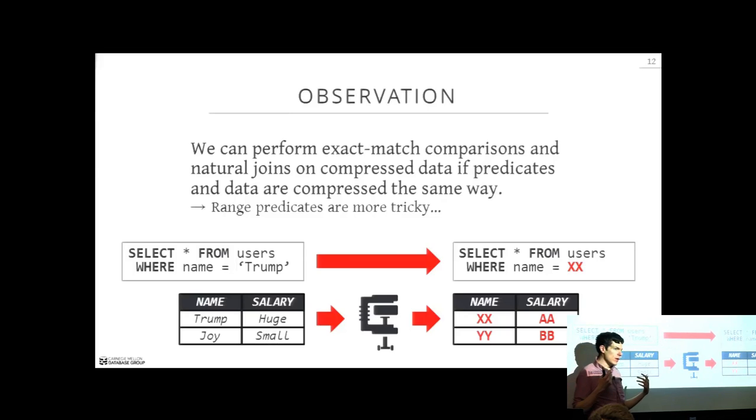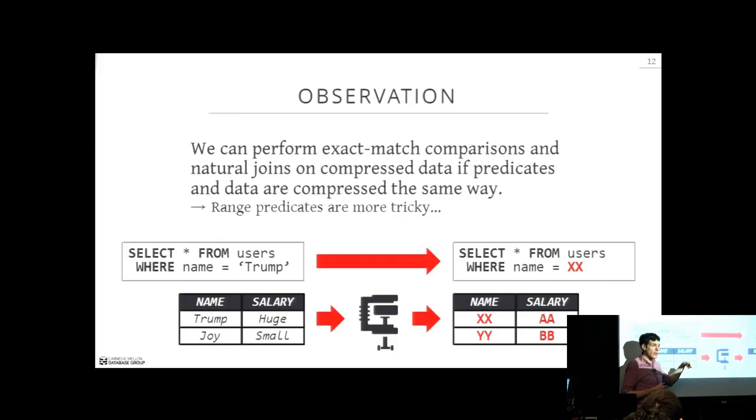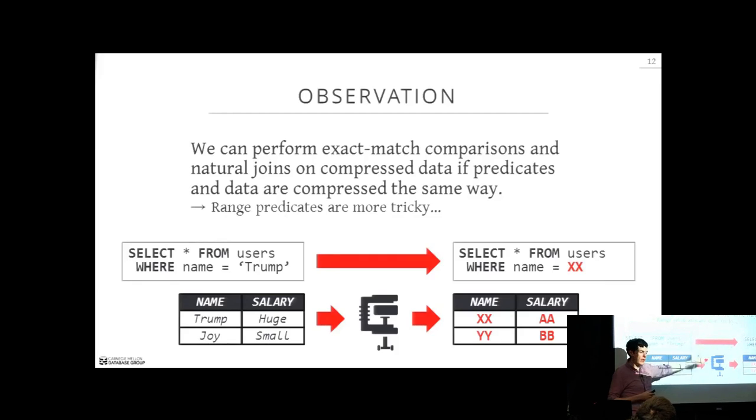This is why you can't do this if you're doing the block level naive compression scheme, because you have to decompress everything, and you can't do this kind of mapping from the query's predicate to the encoded value. So this is what I mean by trying to exploit the semantics, or being able to leverage the fact that we can compress the constants in our predicates in the same way that the data is compressed, and not have to do a bunch of extra work.